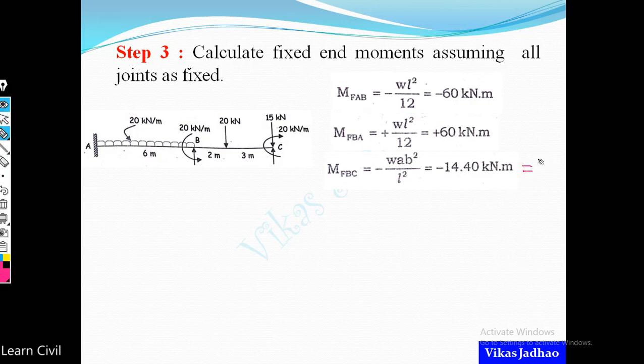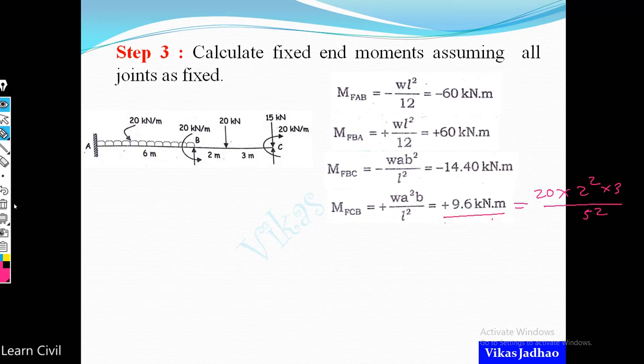For BC span the fixed end moment is given by this particular formula, that is W A B square divided by L square. Just put the values here. We have W is equal to 20, A is 2, B is 3 square, divided by 5 square. So we get the MFBC is equal to minus 14.40 kilonewton meter, and for CB, MFCB will be given by this particular formula, W A square B divided by L square. Just put the values. We have W is equal to 20 into 2 square into 3 divided by 5 square. So we get the value of MFCB is equal to 9.6 kilonewton meter.